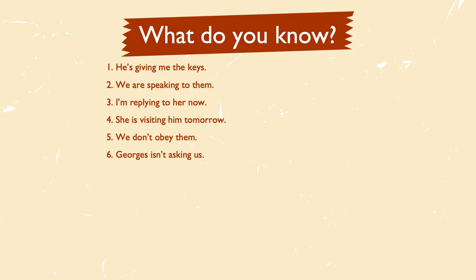Now, what do you know? See if you can do some of these on your own. He's giving me the keys. Our verb is donner à. Il me donne les clés. Number 2, we are speaking to them. Our verb is parler. Nous leur parlons. Number 3, I'm replying to her now. The verb is répondre à. Je lui réponds maintenant.